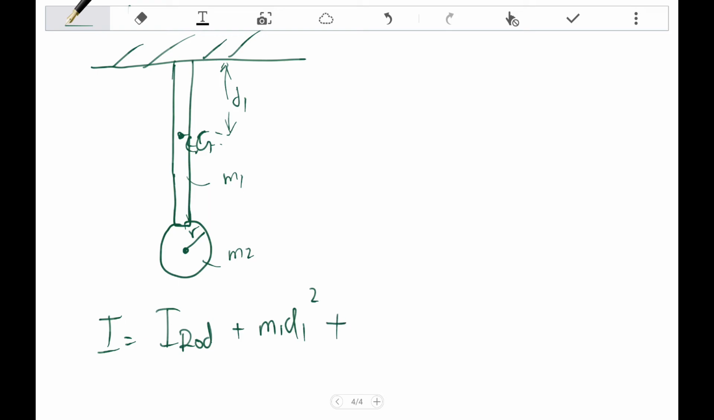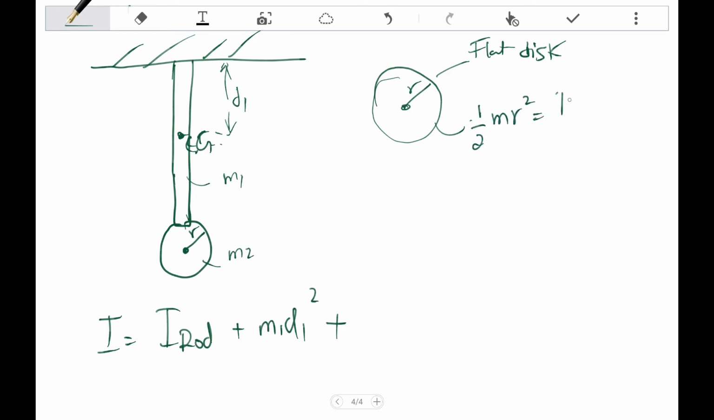Okay, so for a disk shape, with a radius r, flat disk, this baby here is basically half m r squared. That's your I. So we're going to do that because we've got a shape. Oh, before we do that, sorry. We're going to simplify that later. We're just going to put I disk and then plus.